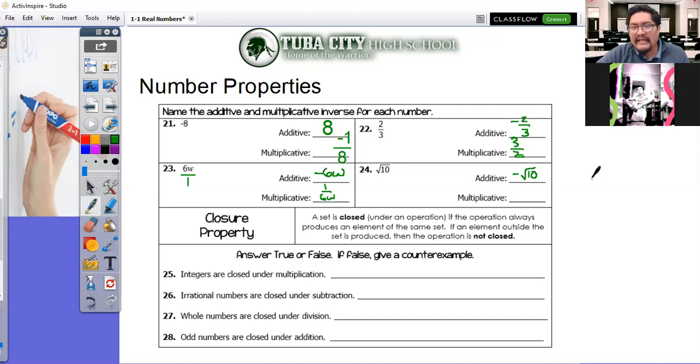Because if I put root 10 and negative root 10 together, I get, well, negative root 10. And the multiplicative, how do I multiply it to get, okay, you probably can't see that all that well. Let me redo that. But it would be 1 over root 10. Now I have to write mine really small just so it'll fit in there. I don't know if I can make that bigger or anything like that.